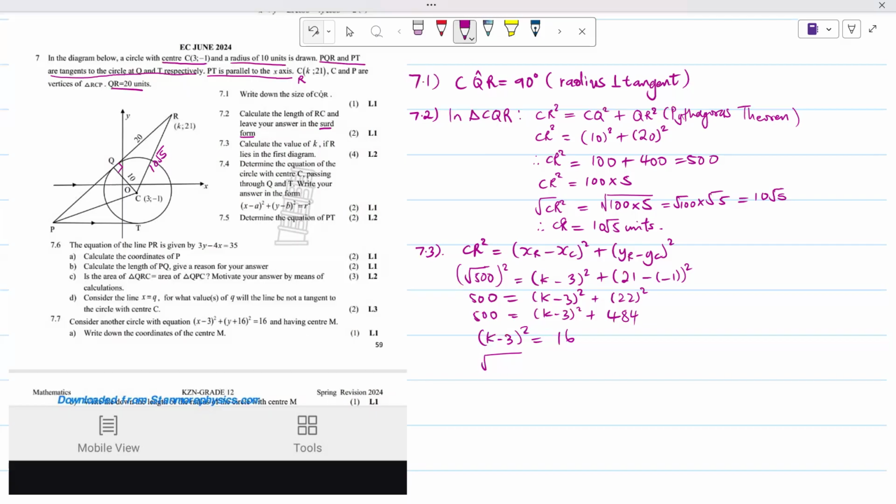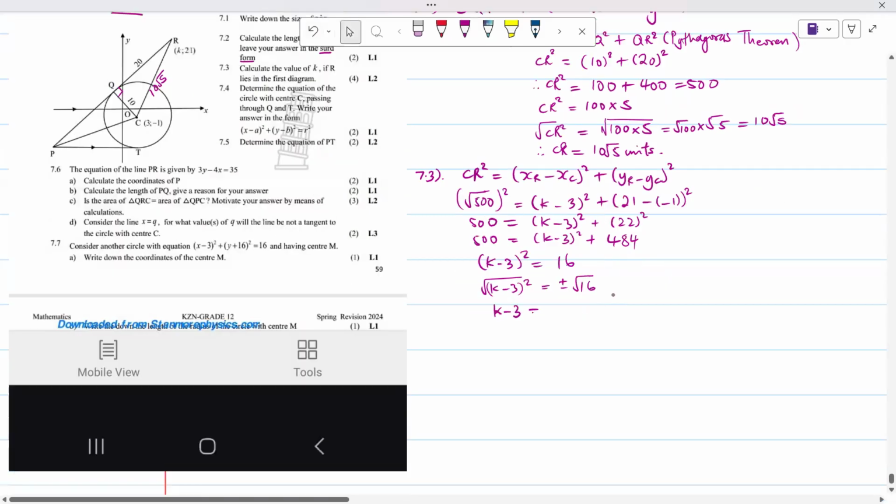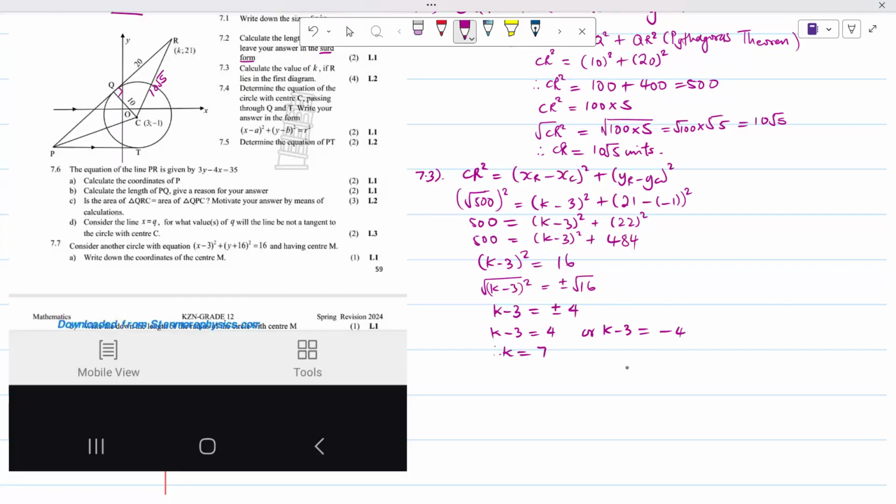Now this will be plus or minus, because k is a coordinate, so it can be negative or positive depending on the quadrant. Then this gives me k minus 3 equals plus or minus 4. Therefore, k minus 3 equals positive 4, or k minus 3 equals negative 4. Therefore, k equals 7 or k equals negative 1. So this is what I'm going to have.